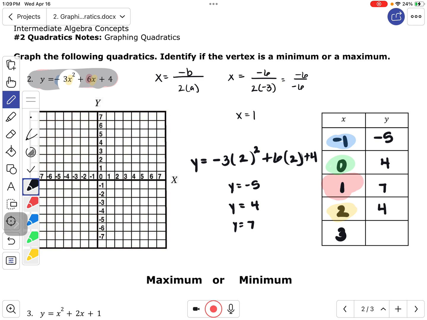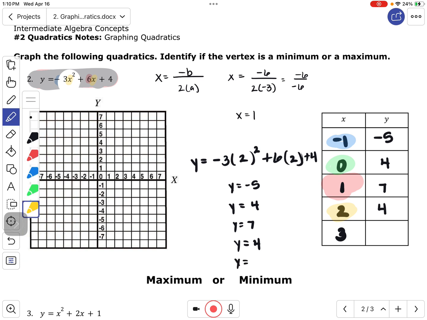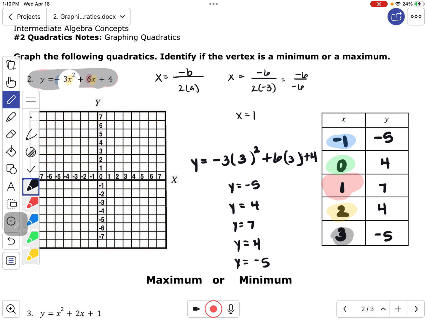And then finally, I should probably write y equals 4. And then finally, I'm going to replace my last one, and it's going to be replaced with this 3 right here. So I replace this 2 with the 3. So I'm going to put a 3 right here and a 3 right here, and I get y equals negative 5. So I'm going to put a negative 5 right here.